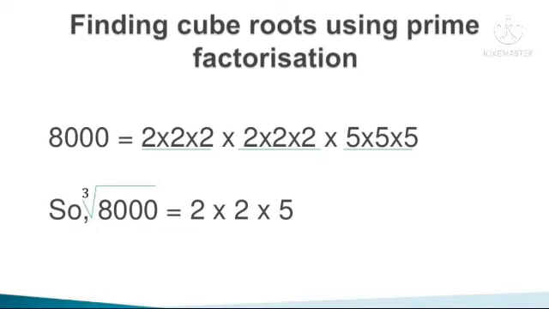Finding cube roots using prime factorization. Here is an example. 8000 is given by 2 multiplied by 2 multiplied by 2 multiplied by 2 multiplied by 2 multiplied by 2, then multiplied by 5 multiplied by 5 multiplied by 5. So the cube root of 8000 is equal to 2 multiplied by 2 multiplied by 5.